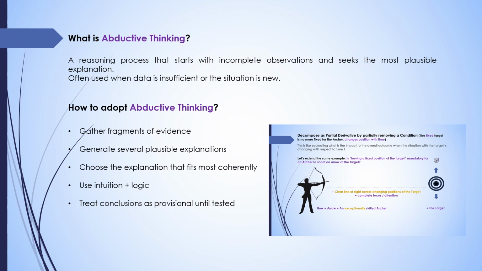To adopt abductive thinking, we learn to gather fragments without demanding completeness, generate multiple explanations, choose the most reasonable one, not the most comfortable, and stay ready to revise. Abductive thinking doesn't guarantee correctness. What it guarantees is progress even when certainty is impossible.